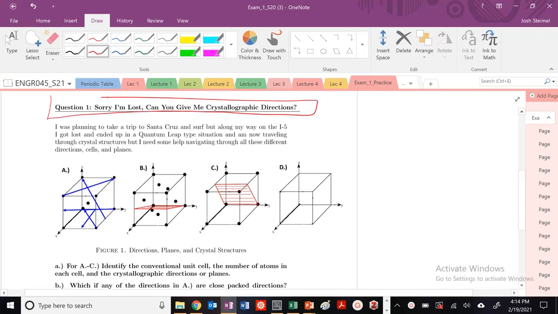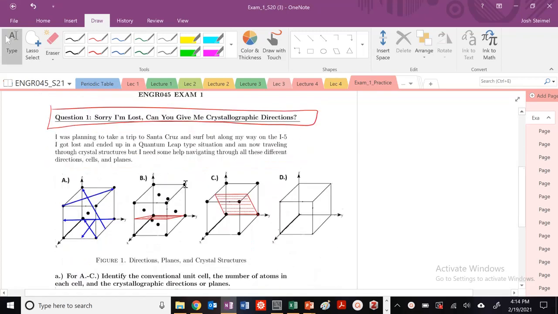We are going to talk about today's question one, our practice exam for Engineering 45.